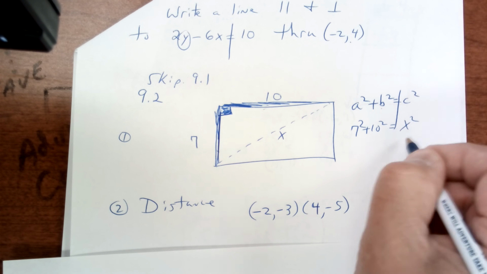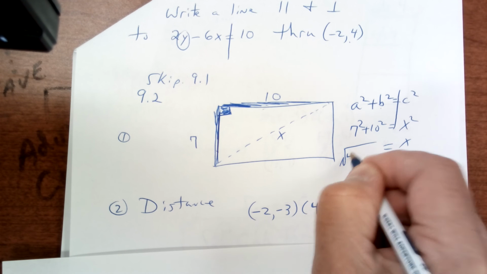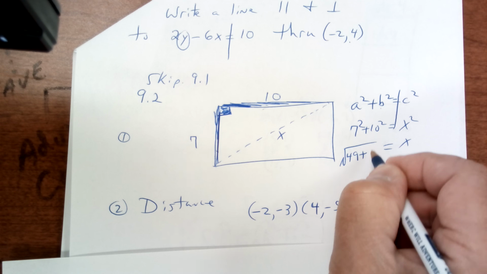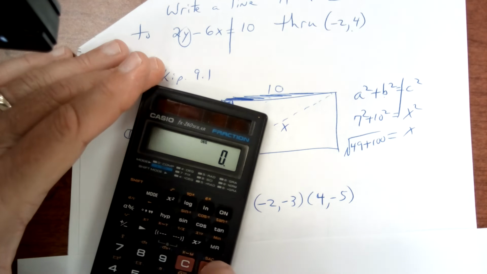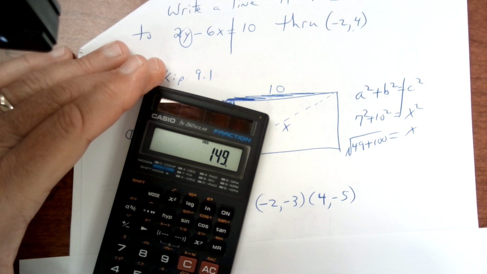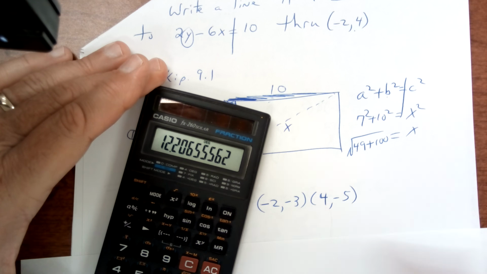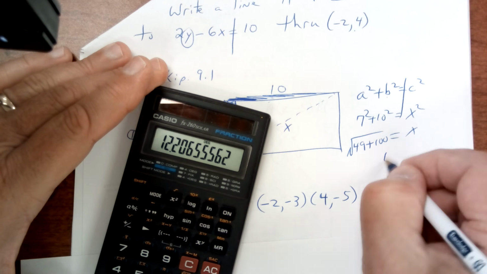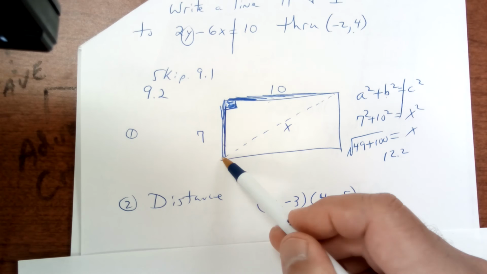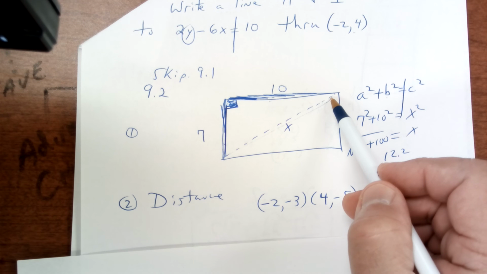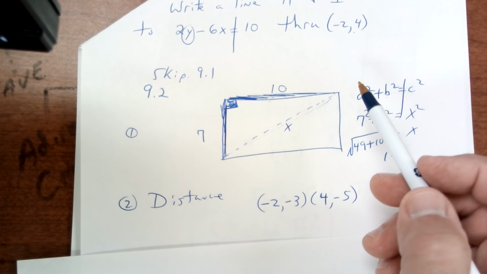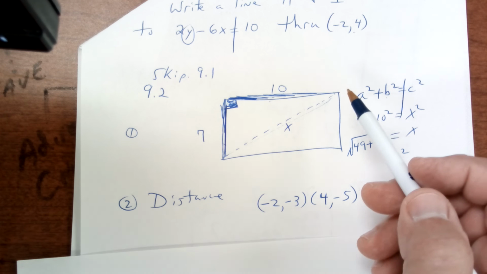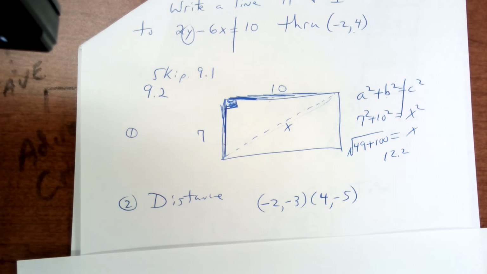So x is going to be the square root of 49 plus 100. So you're going to take 149 and then hit shift and then square root. I get 12.2. So the distance from here to here is 12.2, which makes sense because it's a little bit bigger than 10. And the hypotenuse is the longest side. The last thing I want to show you is the distance formula.